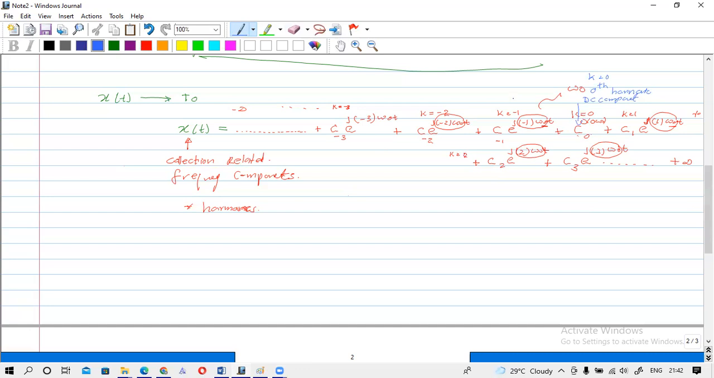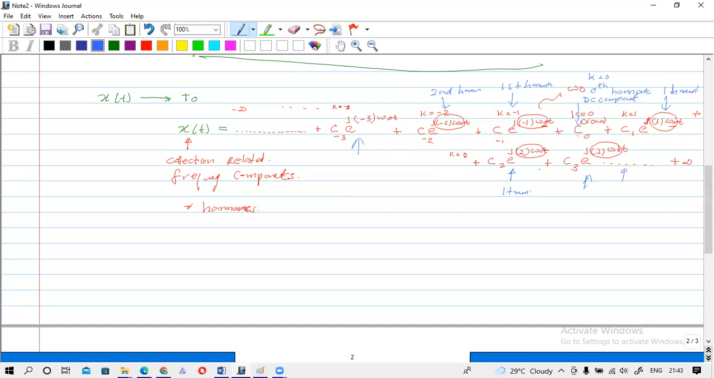And this one, here k is equal to -1 and here k is equal to plus 1. So these two are first harmonics. If you consider this one, k is equal to -2 and here also k is equal to 2. So these are second harmonics. Likewise, this one and this one are third harmonics, and you have fourth, fifth, sixth harmonics. Actually, here we have an infinite number of harmonics.